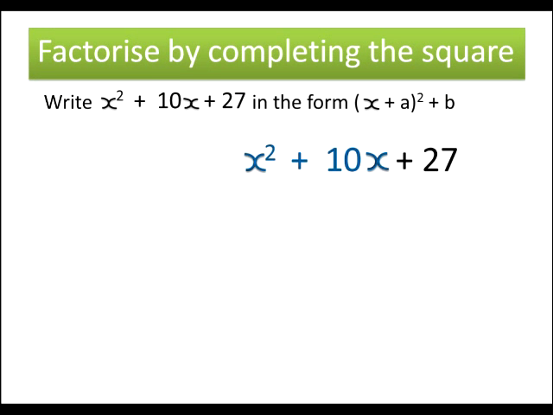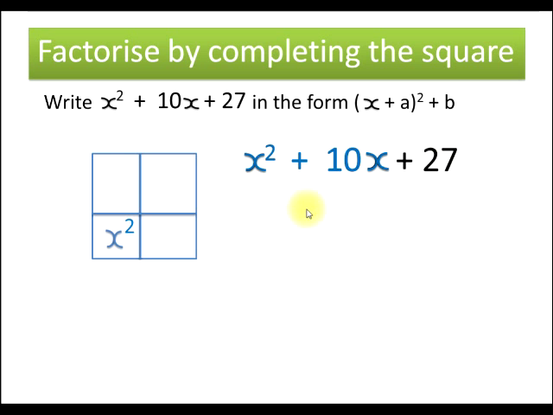So just the first two terms, draw my square, split it up, x squared in the bottom left, and because it's a square we're going to half this and put that in each one. x and x, and x times what is 5x? Well, that's a 5 and a 5. Now this one cell here to complete the square would be 5 times 5, which is 25. So now I'm going to rewrite all of this out.